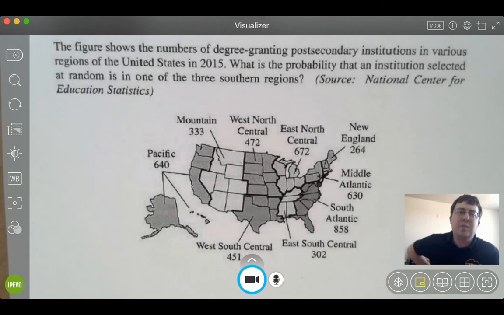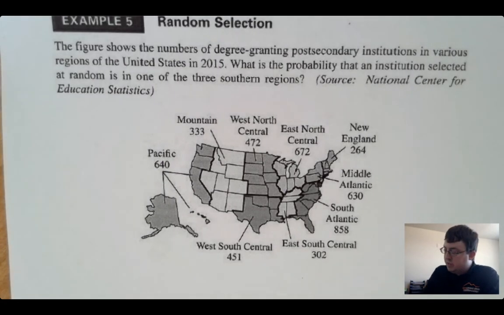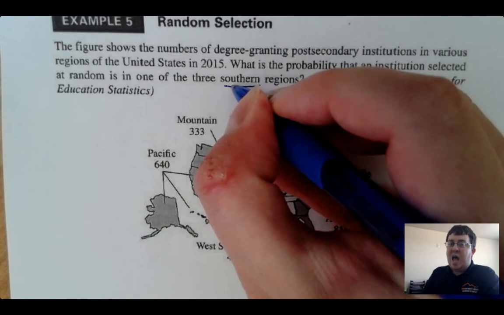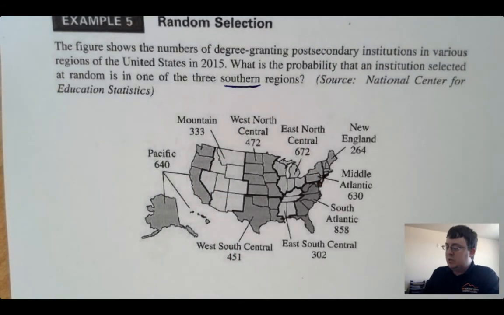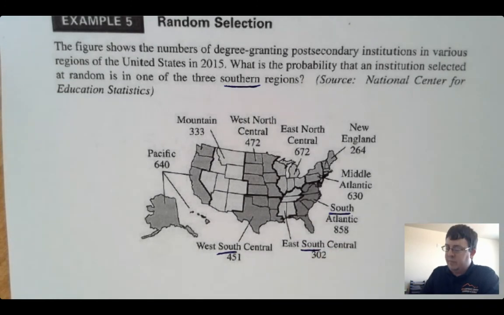Oh, much better. Okay, so the figure shows the numbers of degree-granting post-secondary institutions in various regions of the United States in 2015. What is the probability that an institution selected at random is in one of the 3 southern regions? Okay, so we need to find the southern regions. And I want to figure out how many institutions are in the southern regions. So here's a southern region, there's a southern region, there's a southern region.